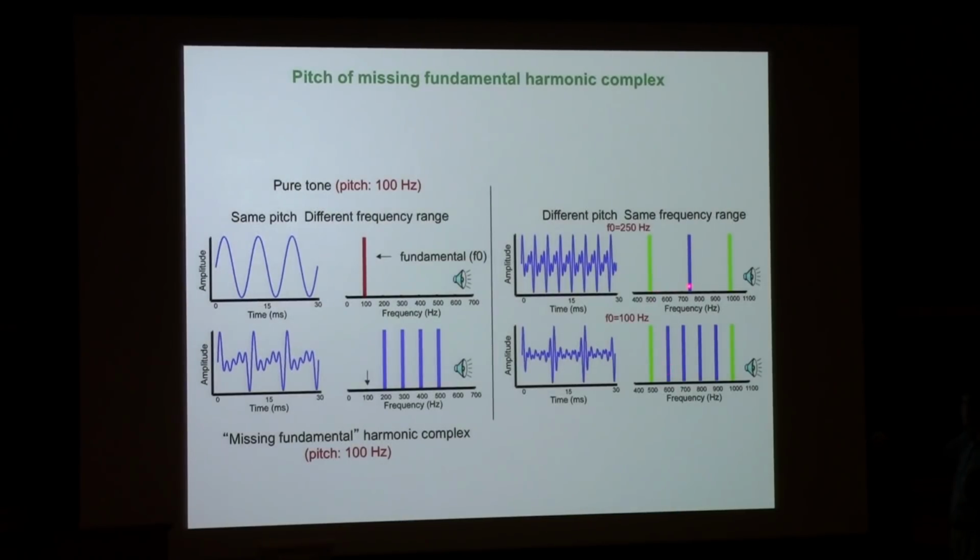Until you enlarge this interval to 250, you hear 250. This is called pitch of missing fundamental. We use this every day. Every day, whenever we make a phone call, you use this, even though most people aren't aware.